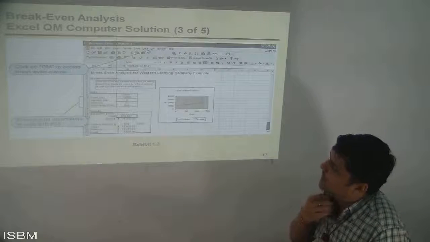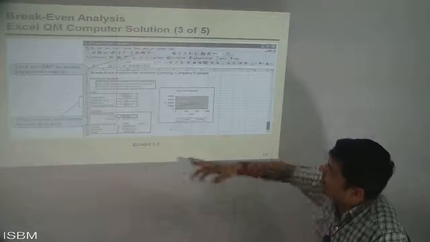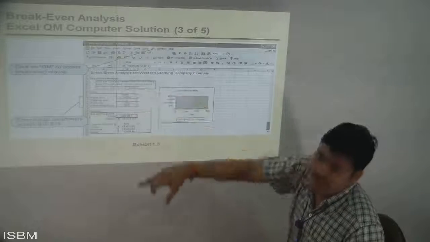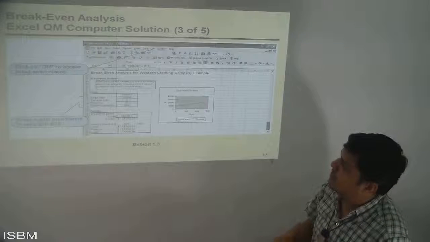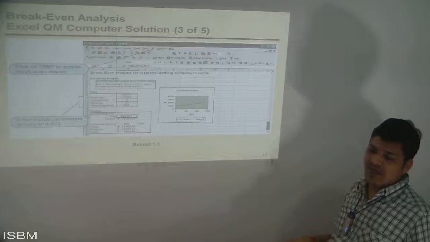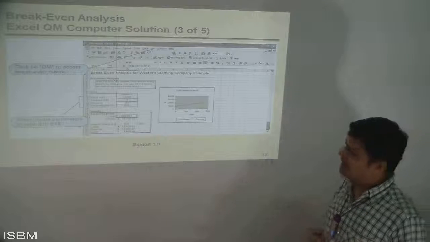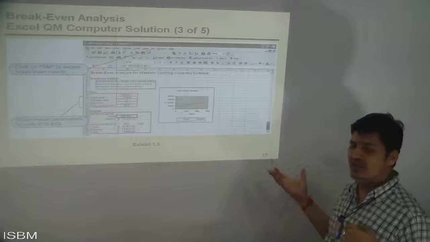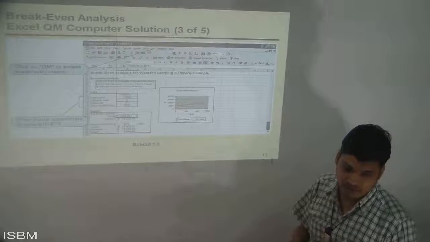Click on the QM to access the break-even. You will get the option of QM, to access the break-even analysis macro, intermodal or parameter. This is the way you can also get it with the help of an Excel sheet. But we are not using it here, because these are mainly used in the real-time world.